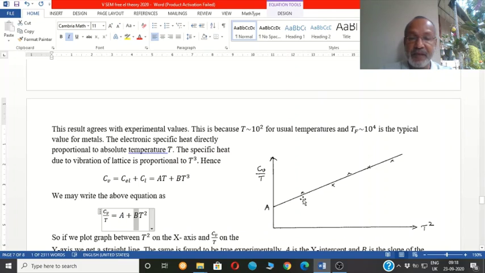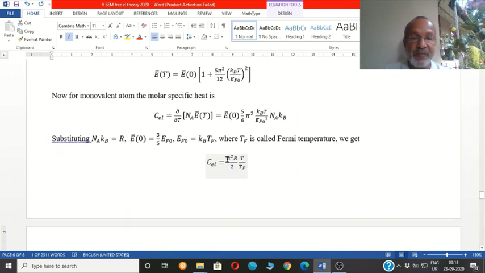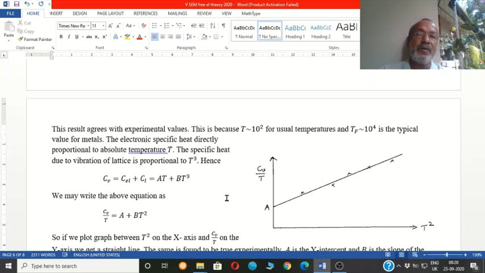So these are the experimental values. These cross marks are the experimental values, and it is found that they fall on a straight line. So experimentally this theory is proved correct, and from this graph you can find the constant a, and that constant a is equal to pi square R by 2 T_F. From that you can determine the value of the Fermi temperature also for a particular metal. So this Sommerfeld theory very well agrees with the experiment.